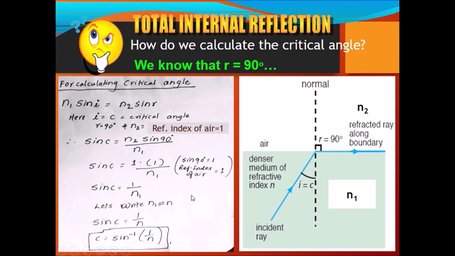Simply, the medium from where the ray of light is coming, that is the dense medium. So sin C is equal to 1 upon n, and if I want to calculate the critical angle, C is equal to sine inverse of 1 upon n. So if I know the optical density of the denser medium, I will substitute it as 1 upon n, and then take the sine inverse through the calculator. I can use that and find the critical angle. So C is equal to sine inverse of 1 upon n.